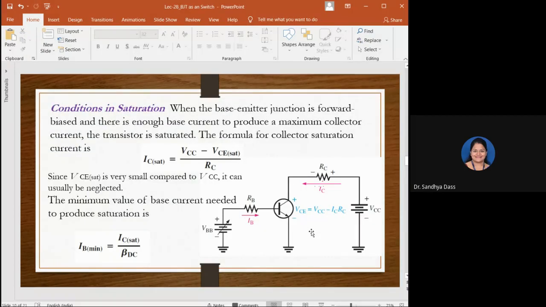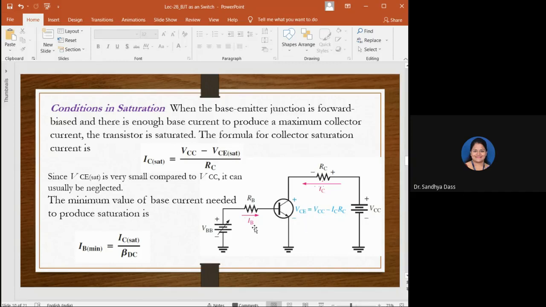Next, coming to the conditions in saturation. You already know the first condition: both the junctions should be forward biased. You will get the maximum collector current, which we call IC sat, the saturated collector current. That can be obtained from the expression (VCC minus VCE sat) by RC, applying KVL at the output port.